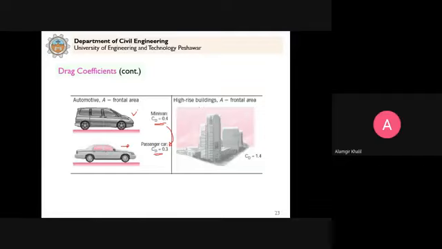Clear? For high-rise buildings, A is the frontal area that we need to calculate, and CD is 1.4. So we can estimate the drag force, the wind load, which will be acting on this building. Clear?